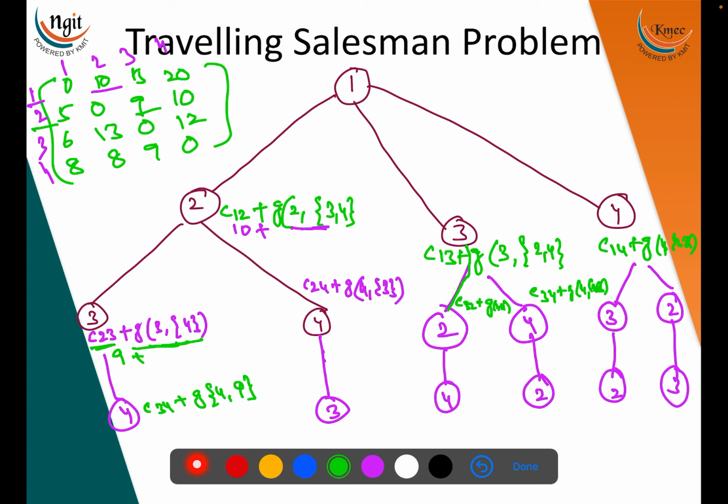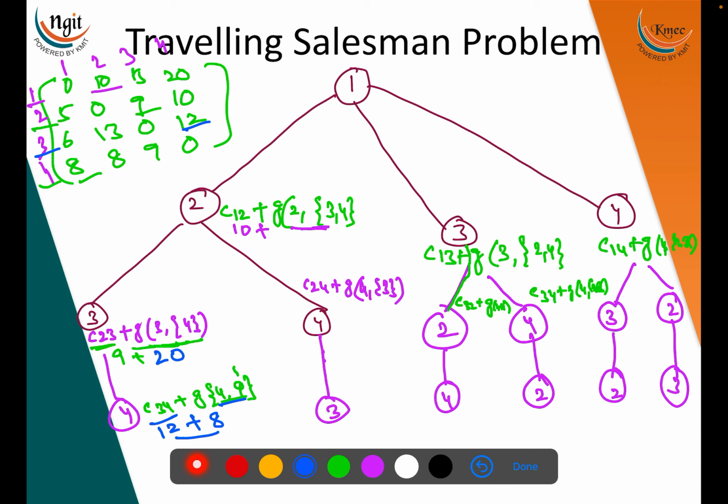There is no other vertex that is not visited. He completed all the things. So it is empty. Empty in the sense you can understand that he is visiting the home city back. That means 4 comma 1. You know the cost of 4 comma 1, right? 4 comma 1 cost is what? 8. So 3 4 cost is what? 3 4 cost is 12. 12 plus 4 comma 1 cost is 8. 12 plus 8 is what? 20. Now send 20 up.